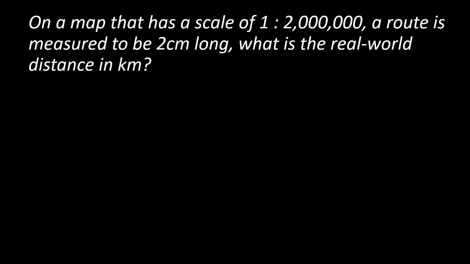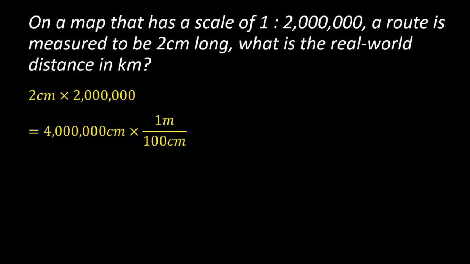The last one-dimensional example is very common in textbook. Say you're reading a map that has a scale of 1 to 2 million. Our route is measured to be 2 centimeter on the map. What is the real-world distance in kilometer? First, because of the scale, we need to multiply 2 centimeter by 2 million to get 4 million centimeter.